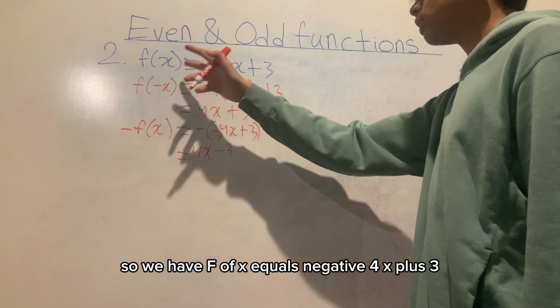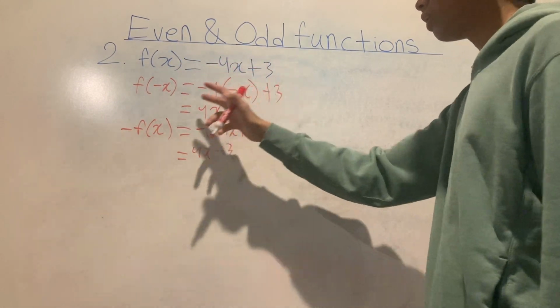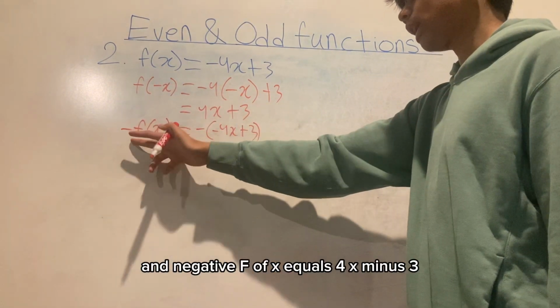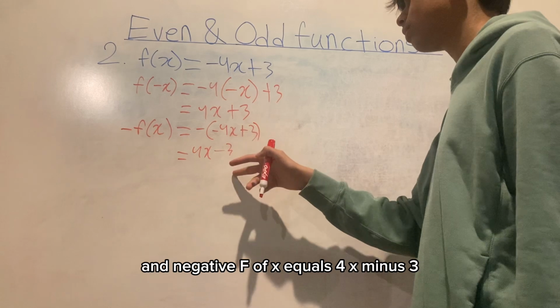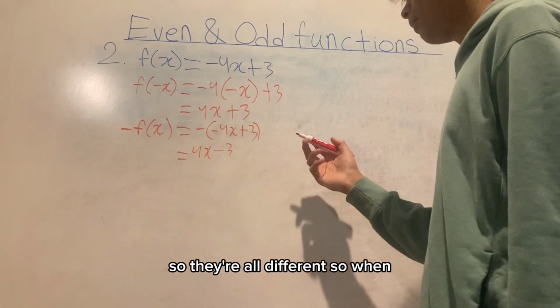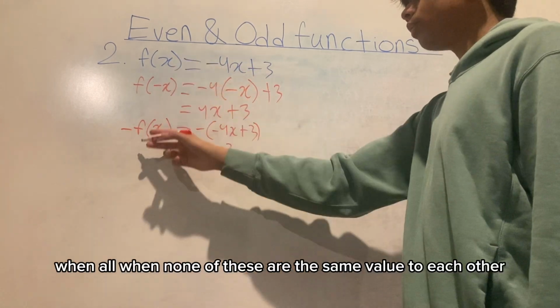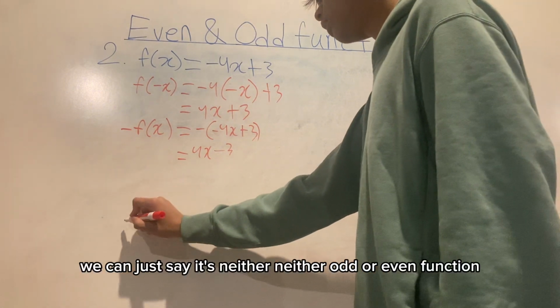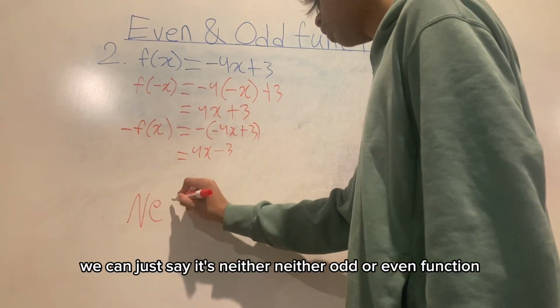So we have f of x equals negative 4x plus 3. We have f of negative x equals 4x plus 3. And negative f of x equals 4x minus 3. So they're all different. So when none of these are the same value to each other, we can just say it's neither an odd nor an even function.